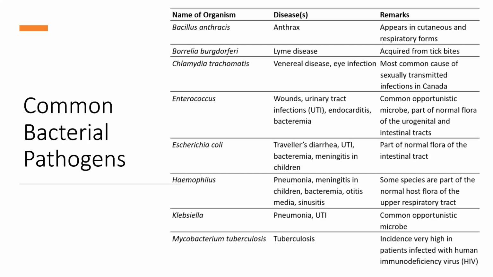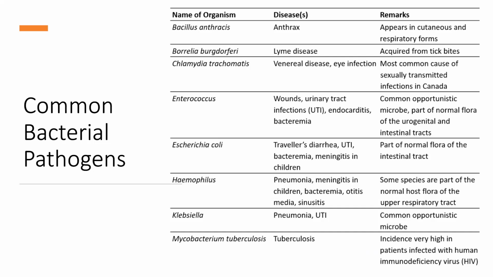Enterococcus causes wounds, UTI, endocarditis, or bacteremia. It is a common opportunistic microbe and part of the normal flora of the urogenital and intestinal tracts. Escherichia coli causes traveler's diarrhea, UTI, bacteremia, and meningitis in children. And it's also part of the normal flora of our intestinal tract.